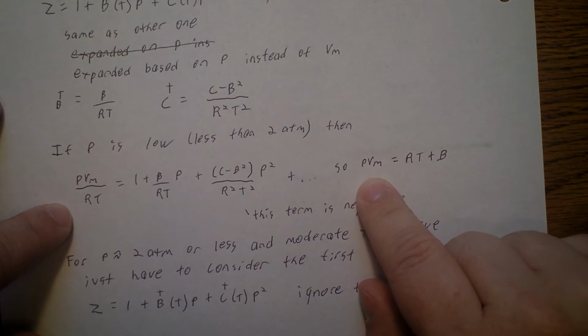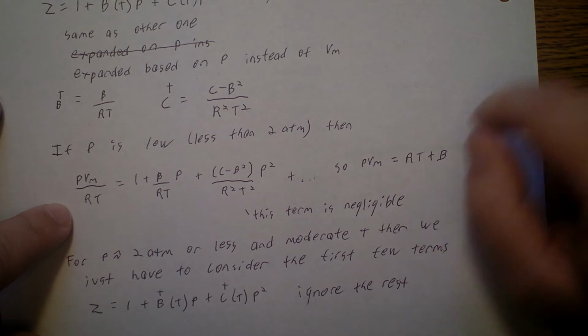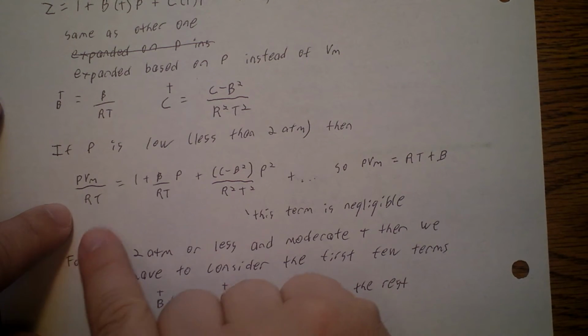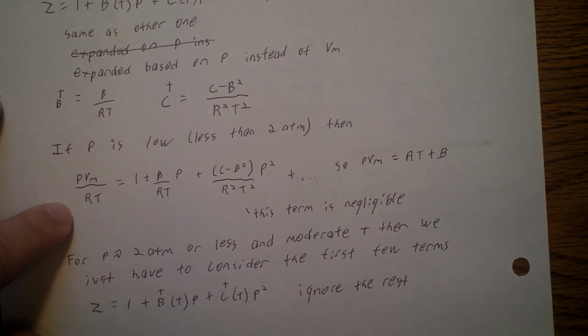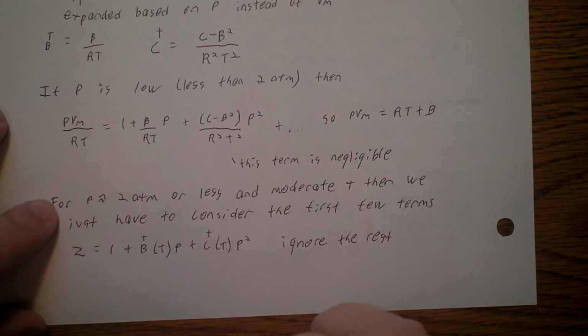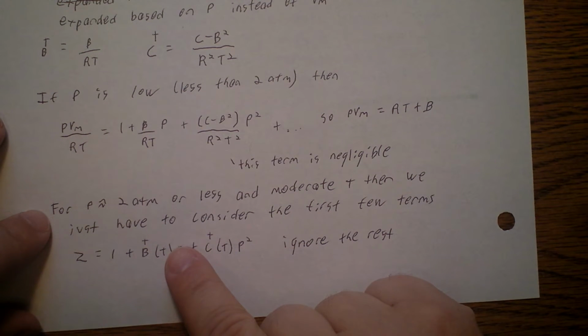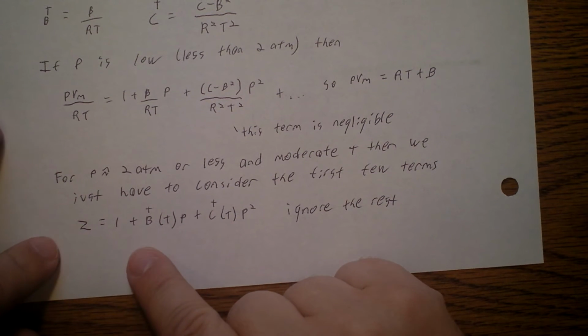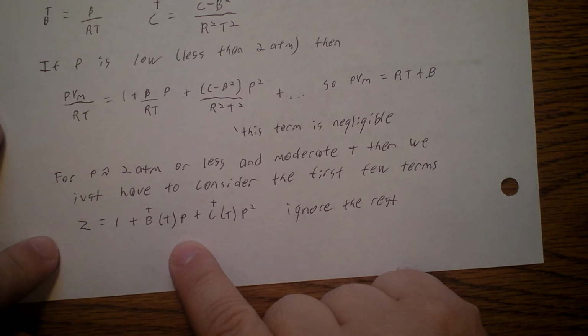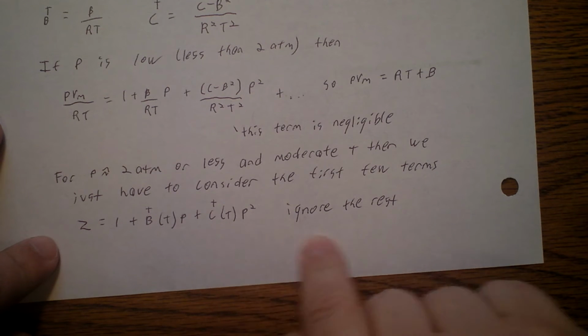So pressure times molar volume is equal to RT plus B. Now, as it gets bigger and bigger, the terms get more complicated. We just neglect the later terms and stick with the simpler ones. For pressure roughly equal to 2 atmospheres or less and moderate temperature, we will just have to consider the first few terms. So Z is going to be 1 plus B cross of T times P plus C cross of T, P squared, and ignore the rest.